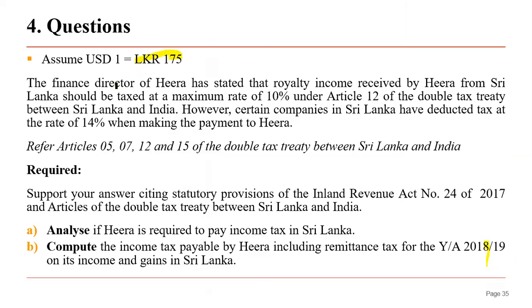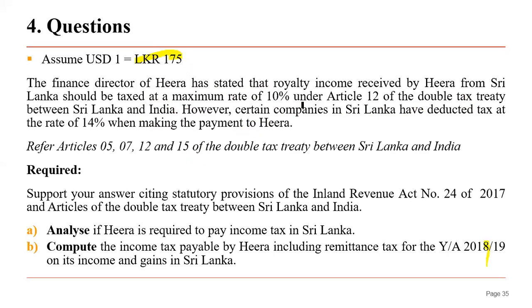Then the finance director of Hera has stated that royalty income received by Hera from Sri Lanka should be taxed at the maximum rate of 10% under Article 12 of the DTA between Sri Lanka and India. However, certain companies in Sri Lanka have deducted tax at 14% when making the payment to Hera. Right? This is what the finance director says.